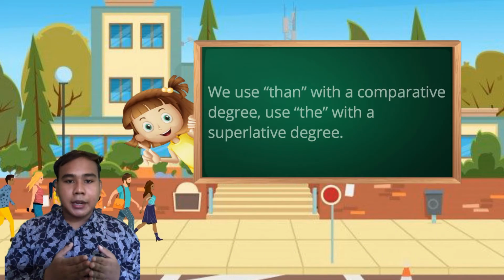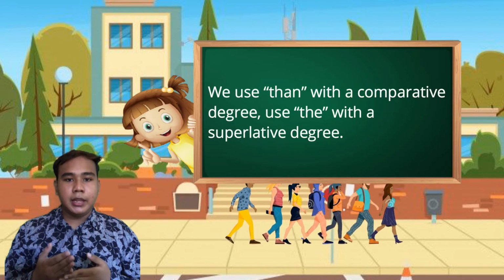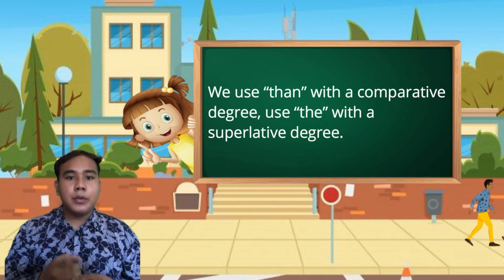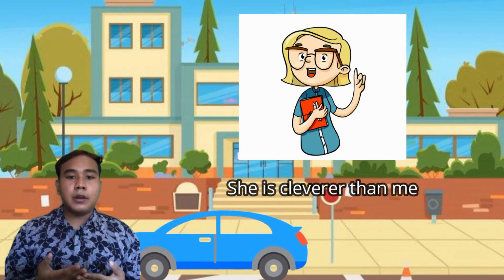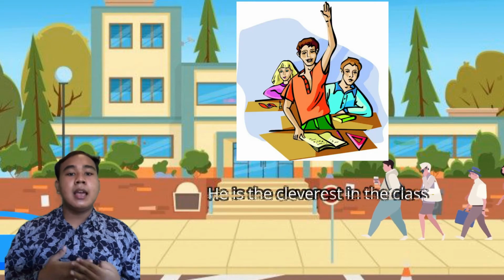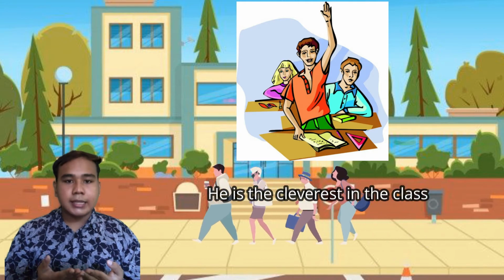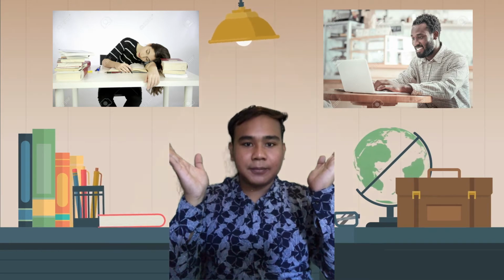We use than with a comparative degree, and use the with a superlative degree. For example, she is cleverer than me. She is the cleverest in the class. After you have listened to my explanation, let's check your understanding. Can you make a comparison between the two pictures?